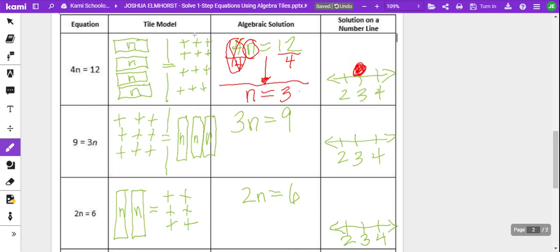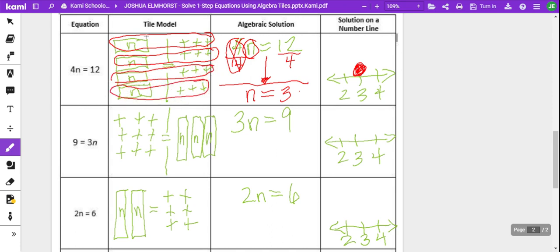If you notice in the modeling, we could actually do this. Make up groups. N, we give 3 each to the first one, 3 each to the second one, 3 to the third one, and 3 to the last one. So each group, each n would have 3 to it, or it would be equal to 3. So 12 divided by 4 is 3. 3 times 4 equals 12.